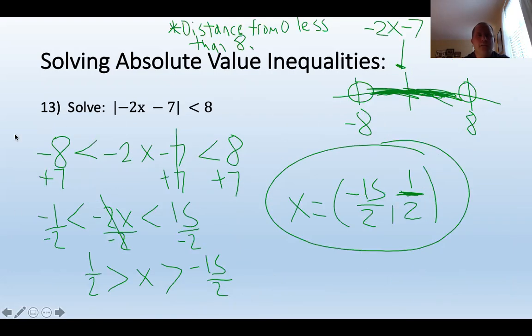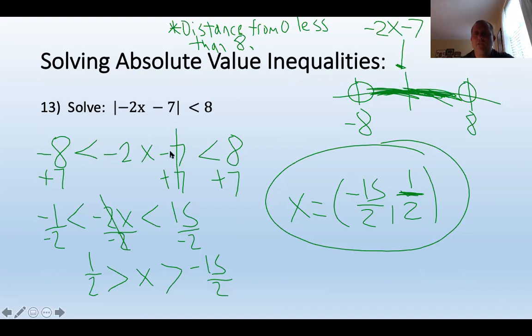The next question says solve absolute value of negative 2x minus 7 is less than 8. Keep in mind that for the absolute value of negative 2x minus 7 to be less than 8, that means the total distance from 0 on a number line for negative 2x minus 7 needs to be less than 8. The only way that's possible is if negative 2x minus 7 is between negative 8 and positive 8. Because if it's between negative 8 and positive 8, then its absolute value is less than 8.